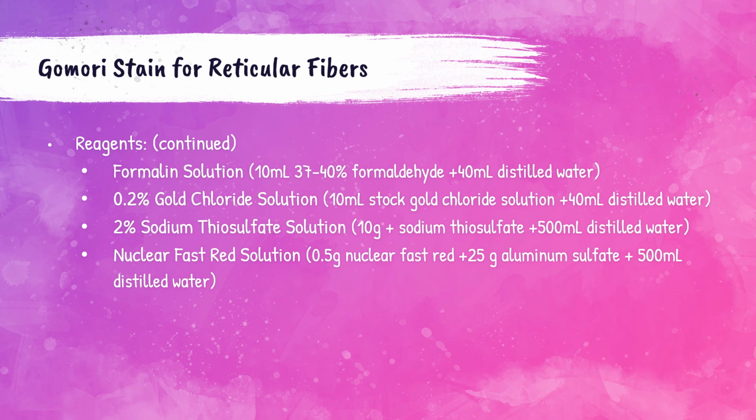Formalin solution is also required for this stain. This is prepared by combining 10 milliliters of 37 to 40% formaldehyde with 40 milliliters of distilled water. 0.2% gold chloride solution, which is prepared by combining 10 milliliters of stock gold chloride solution with 40 milliliters of distilled water. 2% sodium thiosulfate solution, which is prepared by combining 10 grams of sodium thiosulfate with 500 milliliters of distilled water. And then lastly, nuclear fast red solution, which is prepared by combining 0.5 grams of nuclear fast red with 25 grams of aluminum sulfate and 500 milliliters of distilled water.